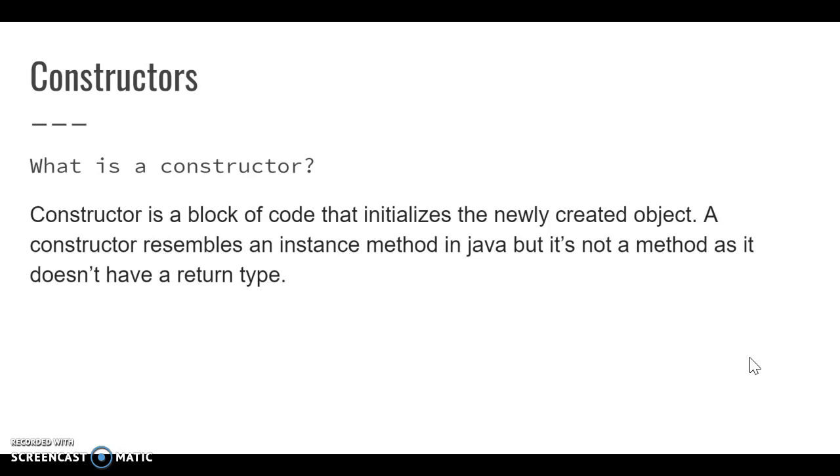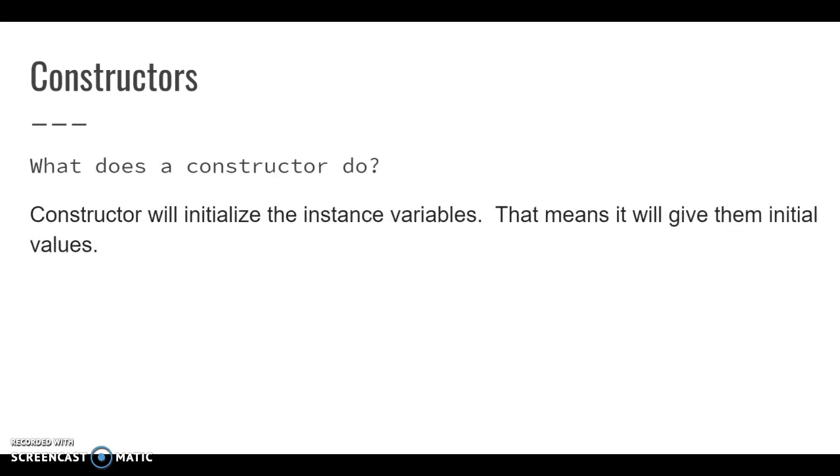Constructors, the other thing we're going to talk about, are a block of code that initializes the newly created object, and it resembles an instance method in Java, but it's not a method and it doesn't have a return type. So they're similar to methods, but they do have some differences. So what does a constructor do? It's going to initialize the instance variables, and that means it's going to give them initial values. It would give a starting value to that variable.